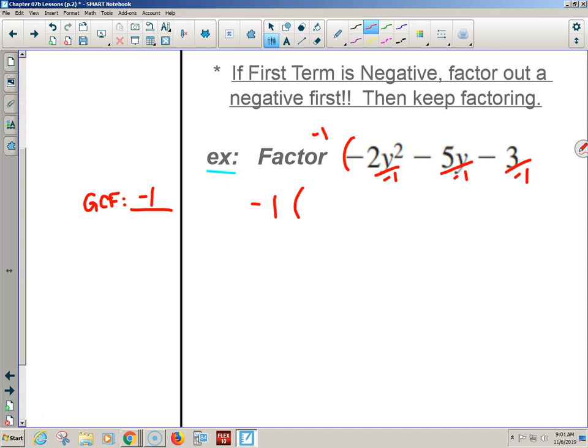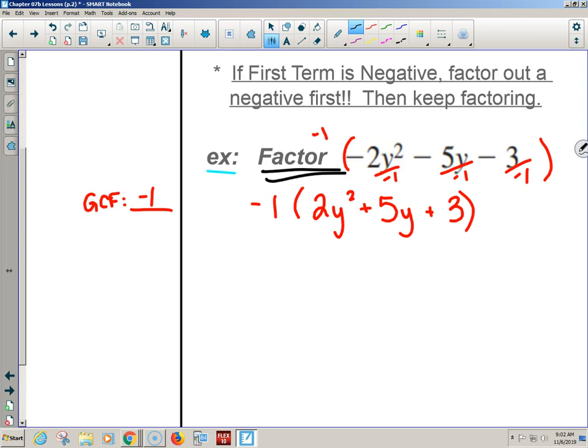The sign. So if I do a negative over a negative, I'm going to end up with a positive 2y squared. A negative over a negative is a positive 5y. And a negative over a negative is a positive. Now, if the signs were different, they wouldn't have all ended up being positive. But since they were all negative and I factored it out, they all became positive. Now, what were the directions, though? What's the word? Factor. So if I'm supposed to factor, this is a good first step.